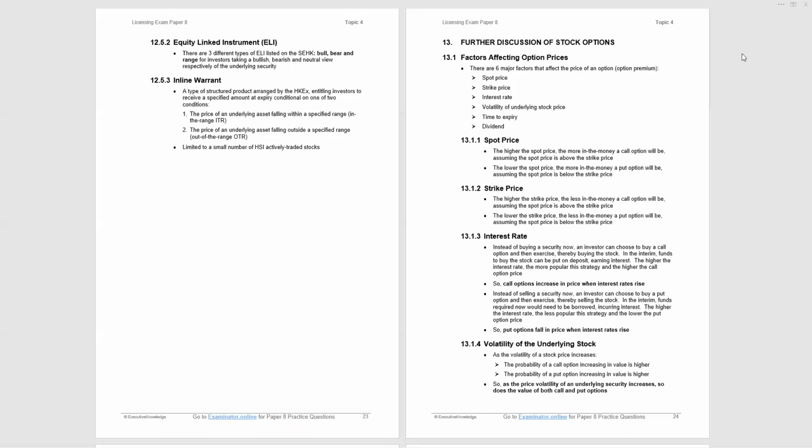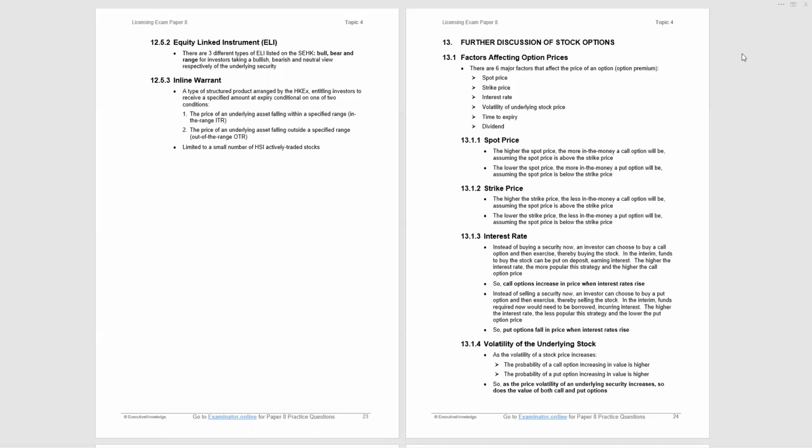Looking at them individually, the spot price, the higher the spot price, the more in the money, the more valuable a call option. The lower the spot price, more in the money a put option. And that's because call option, the strike is to buy, put option, the strike is to sell. And it's just a logical relationship. Strike price, higher the strike price, less in the money a call option will be. So the lower the strike price of the put option, then less in the money a put option will be. So the mirror image of each other.